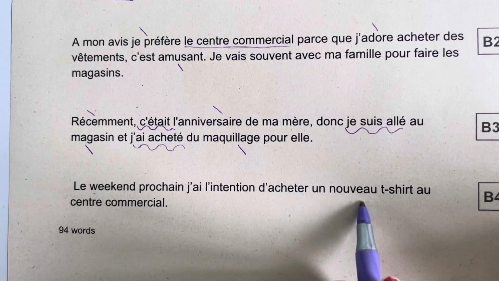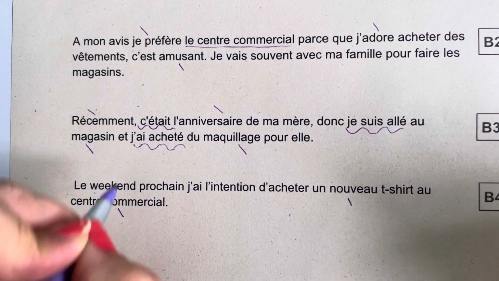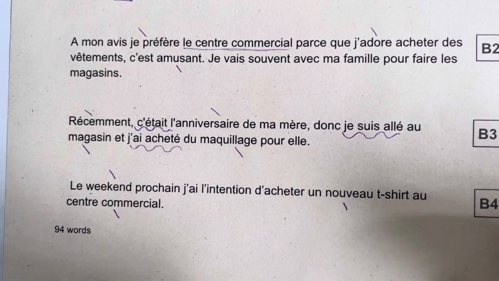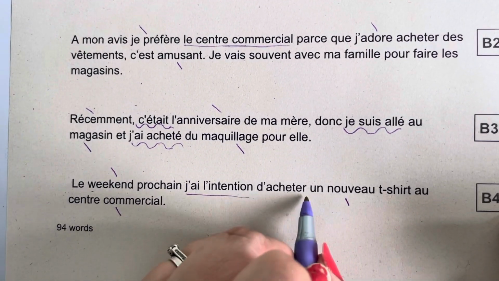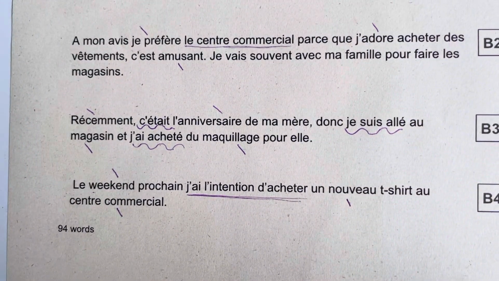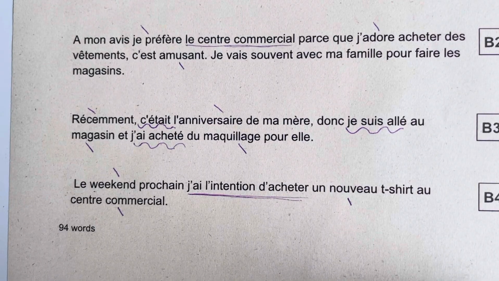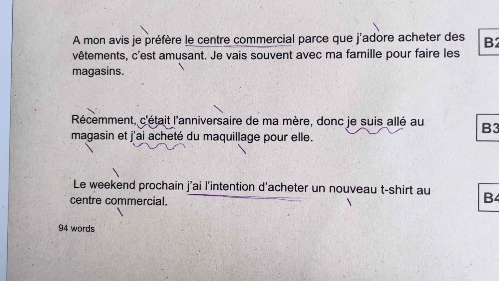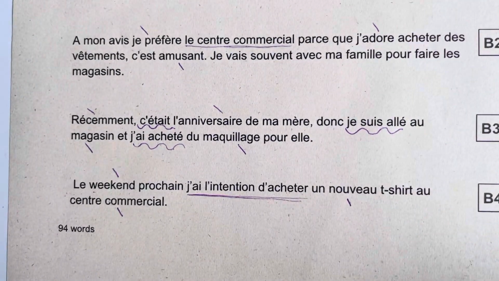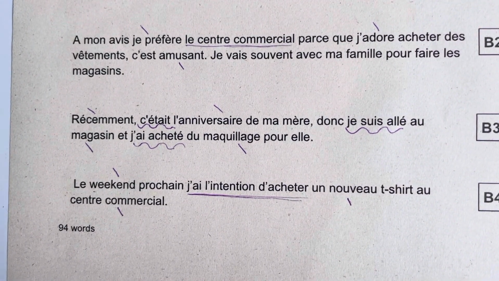Have I included extra details? Yes, I've said it's a new t-shirt. I've said where I want to go. I've said when I'm going to go there. I've made clear reference to the future. And I could have gone even further, couldn't I? I could have developed using an opinion there again. I could have said, however, I didn't buy and included a negative. There are so many things that so many of you will want to flex your muscles and try.